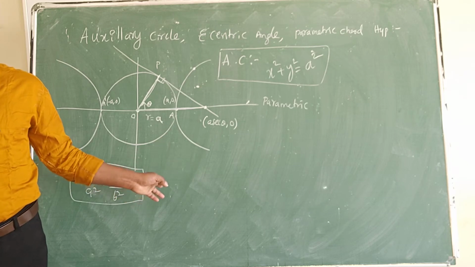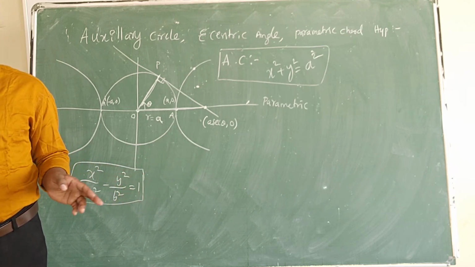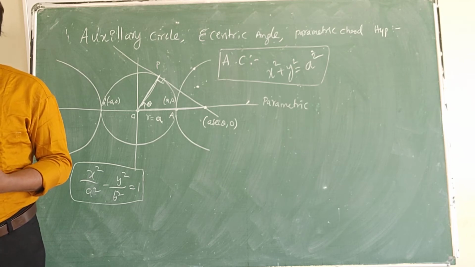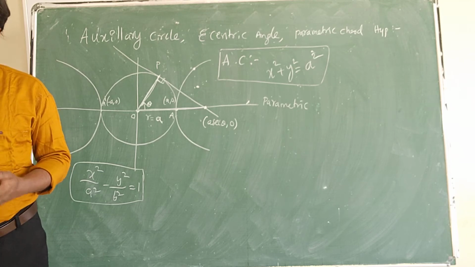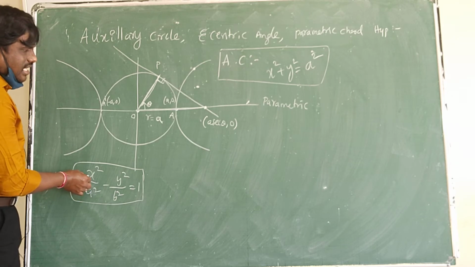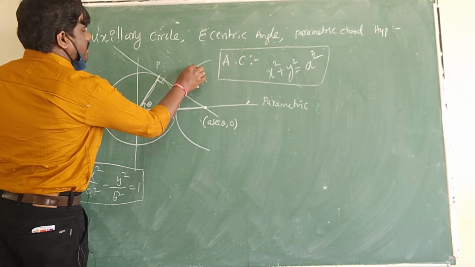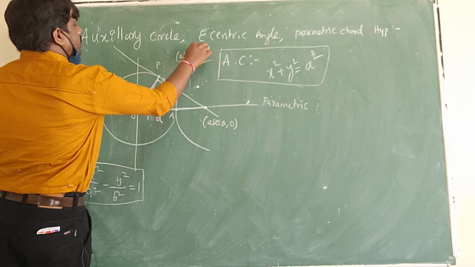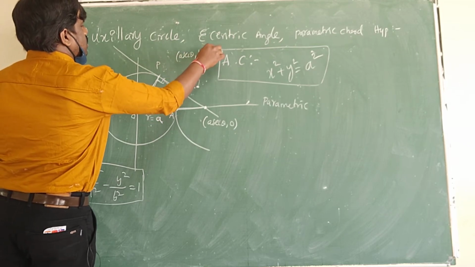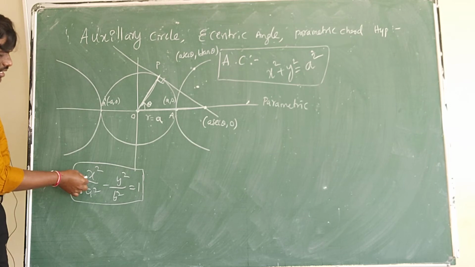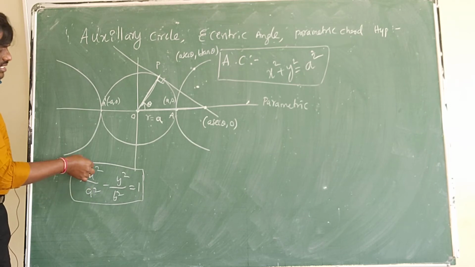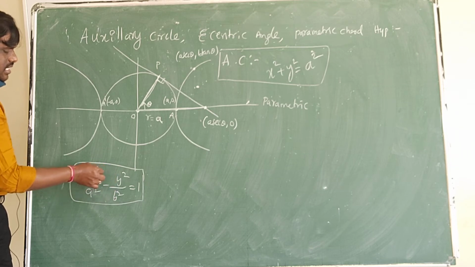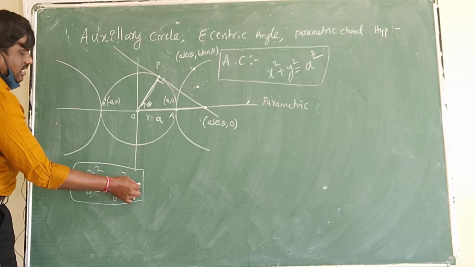This is minus. In minus what will be there? sec square theta minus tan square theta. So here it is A, so what will come here? A sec theta. This parametric point on this is A sec theta comma B tan theta. So if I substitute here, a square cancels, sec square theta minus b square cancels, tan square theta. sec square theta minus tan square theta is 1.